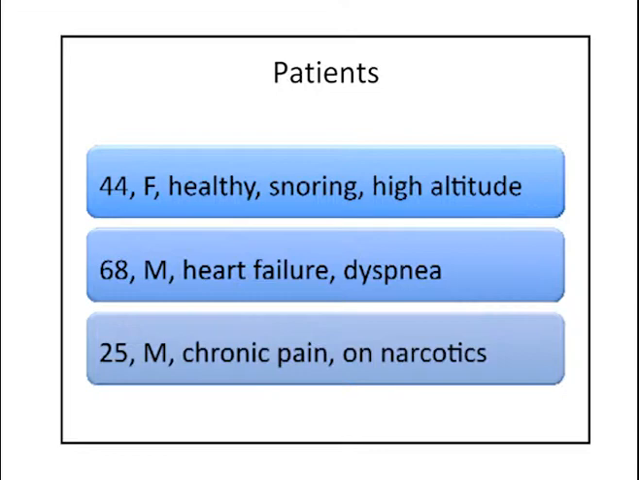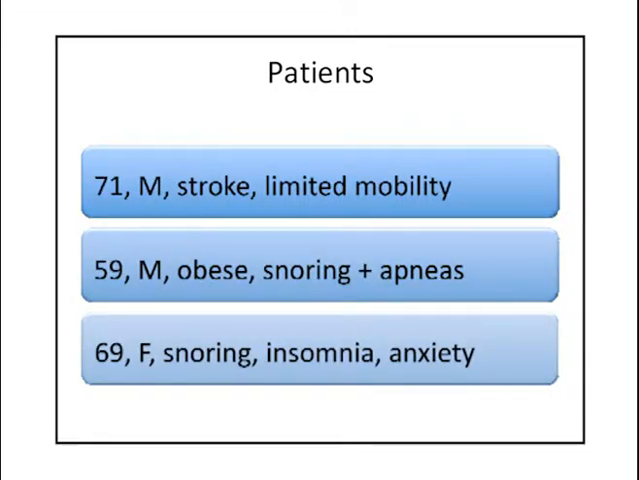Let me add 3 more scenarios. A 71-year-old male, stroke with limited mobility. In fact, this patient cannot even put the mask on himself. Or, which is what I think most of you think this patient is, a 59-year-old, middle-aged, obese man, snoring with apnea. And finally, a 69-year-old female snoring with insomnia and extreme anxiety. So clearly, your approach to that PSG tracing should be influenced by the patient.